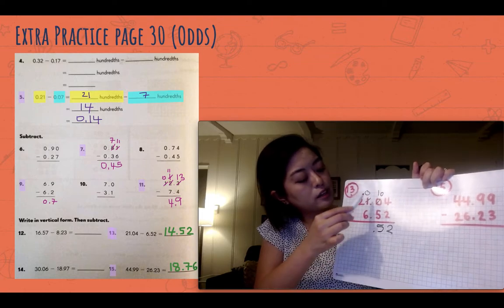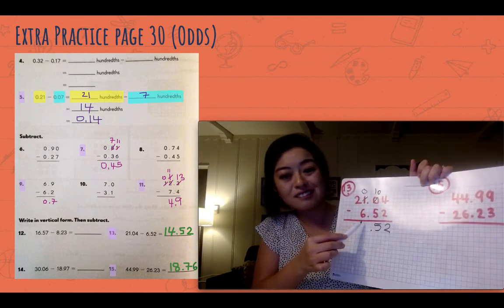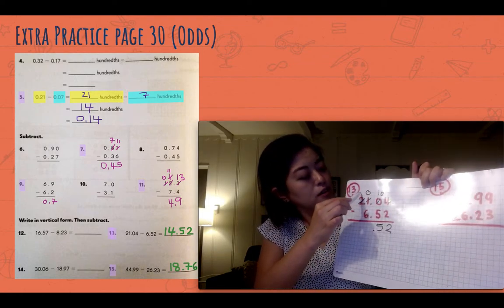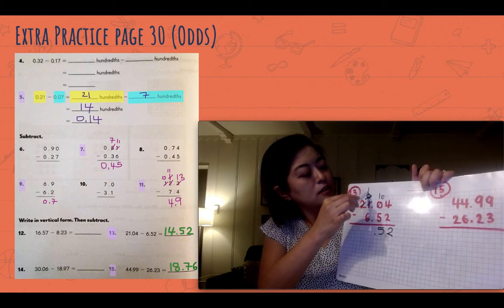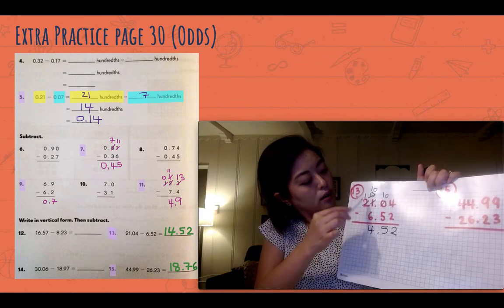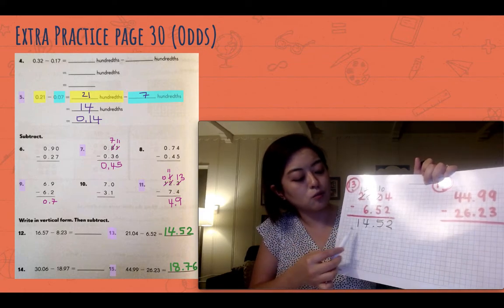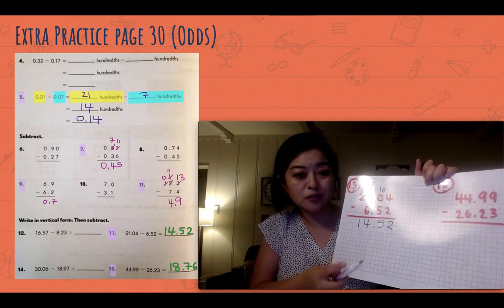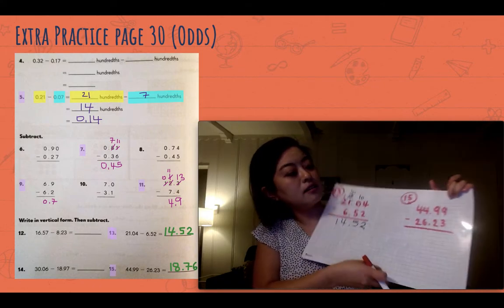Drop the decimal point. Can I do 0 take away 6? No, so I have to regroup from here. So that becomes a 1. This becomes a 10. 10 take away 6 is 4. 1 take away nothing is 1. So it's 14.52.